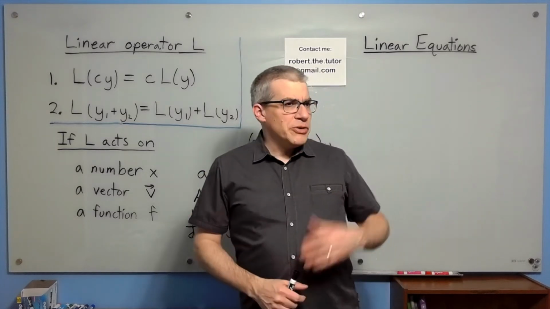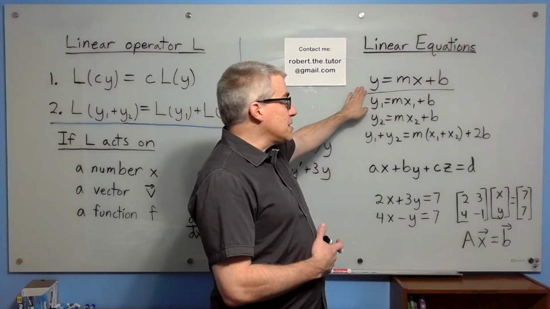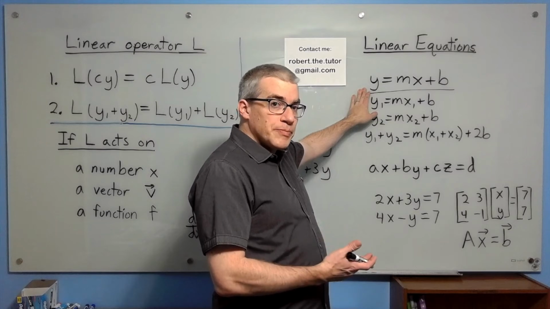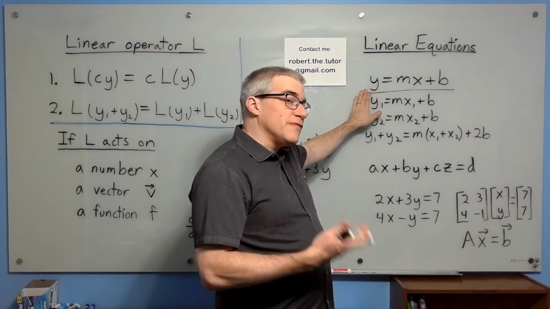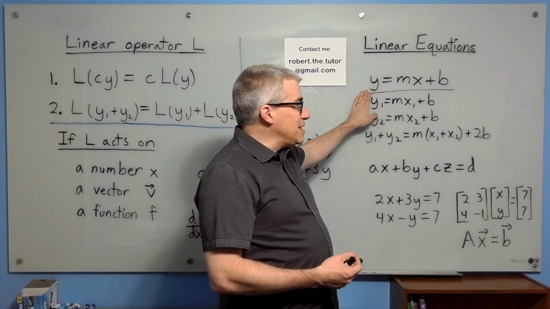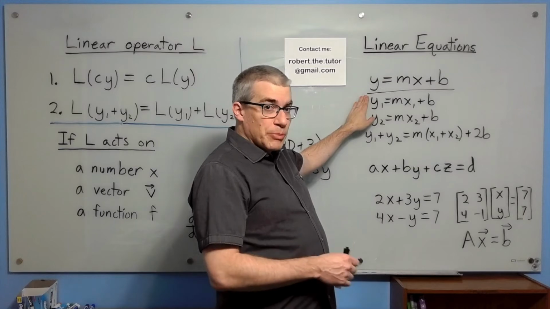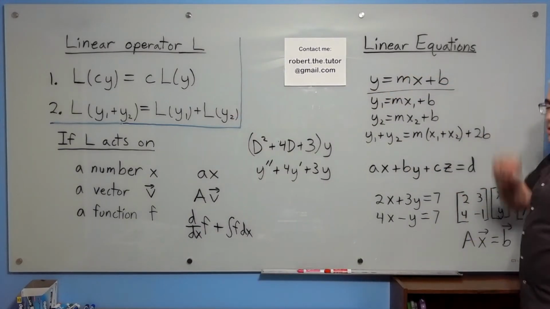What about a linear equation? Linear equations include things like the classic y equals mx plus b. Now, we call that a linear equation because it's the equation of a line. If you graph it, you get a line. One problem is it's not quite a linear operator, right? This right-hand side is not linear because you can't do the plus b.